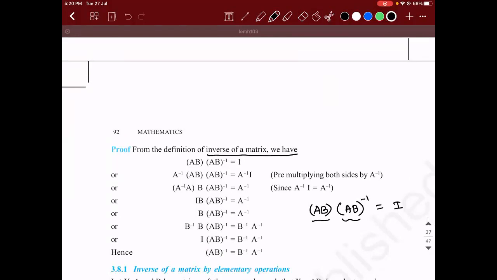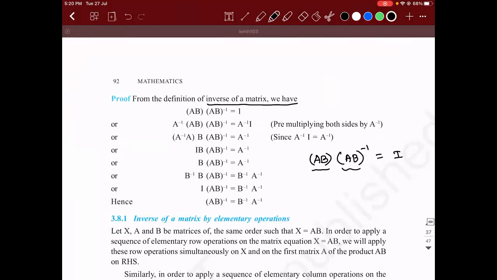So I need to get rid of this AB. How can I get rid of this? First, what we will do is pre-multiply with A inverse on both sides. When you do that, what are you going to get?